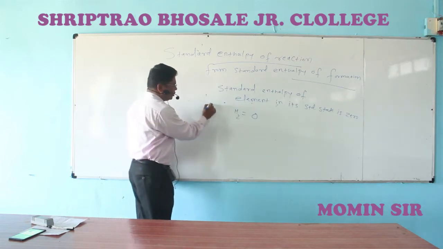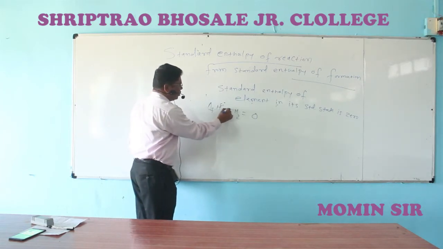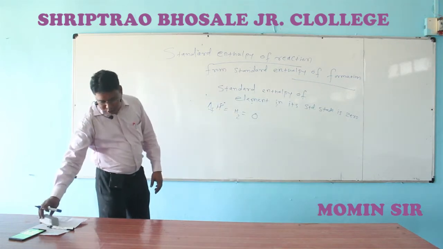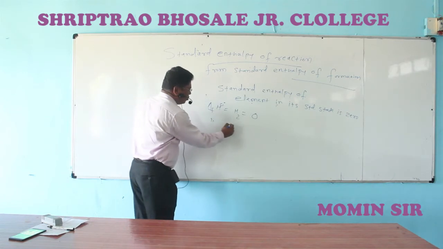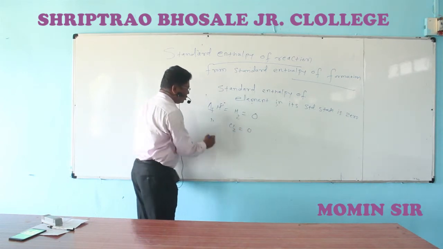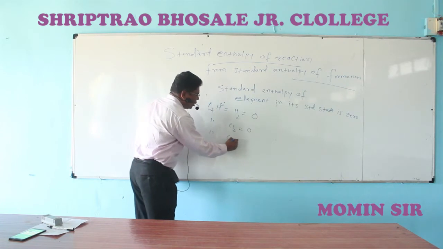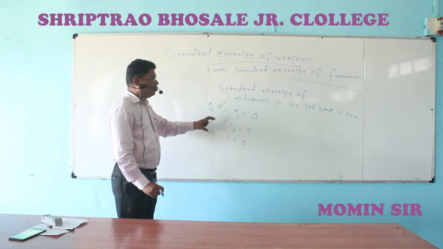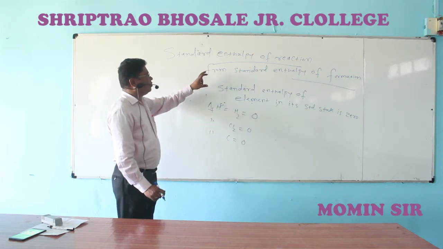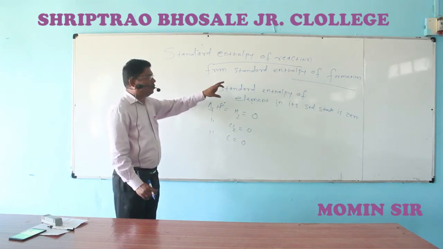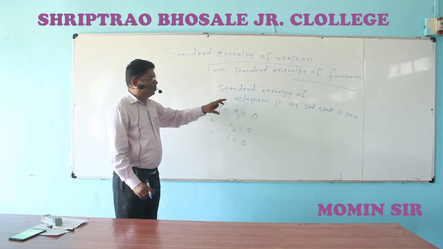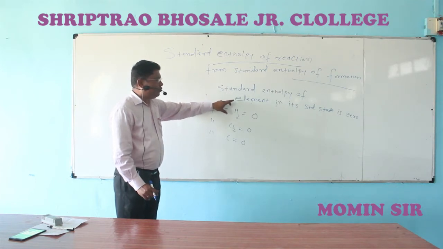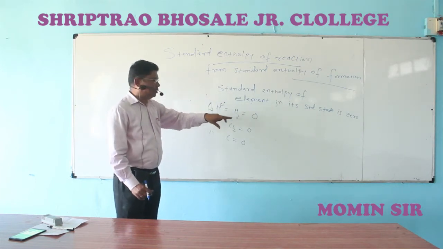For example, the standard enthalpy of formation of H2 is equal to 0. Similarly, the standard enthalpy of formation of chlorine is also 0. Similarly, the standard enthalpy of formation of carbon is 0. So, the first important point to know, whenever we calculate standard enthalpy of reaction from standard enthalpy of formation, is that the standard enthalpy of an element in its standard state is 0.